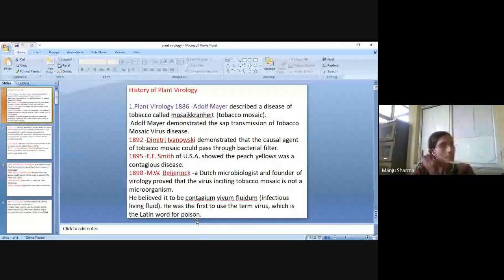In 1898, M.W. Beijerinck, a Dutch microbiologist and founder of virology, proved that the virus inciting tobacco mosaic is not a microorganism. He believed it to be contagium vivum fluidum, that is, an infectious living fluid. He was the first to use the term virus, which is the Latin word for poison.